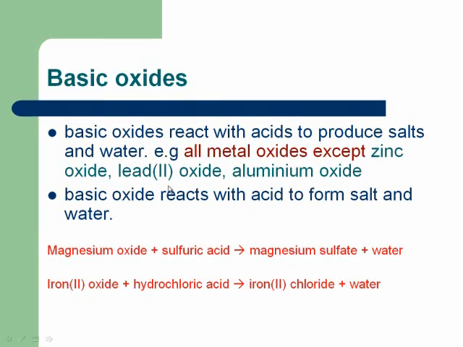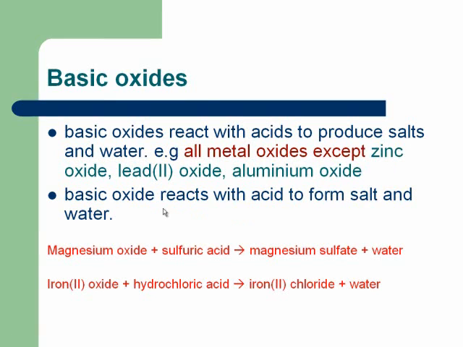You still remember these three oxides: zinc oxide, lead-2 oxide, and aluminum oxide? Yes, these are amphoteric oxides. So all the other metal oxides except these three amphoteric oxides are basic oxides, and that's all. And what does a basic oxide do? A basic oxide reacts with acids to form salt and water.